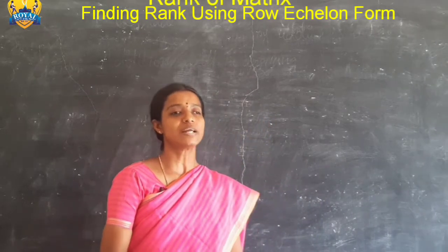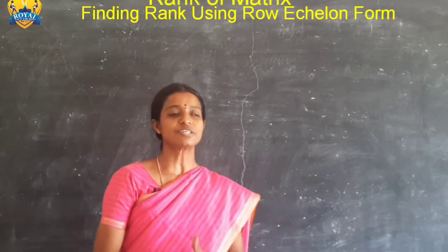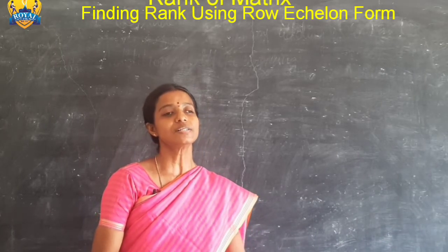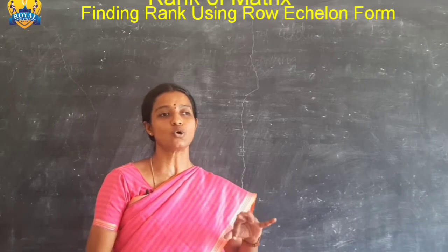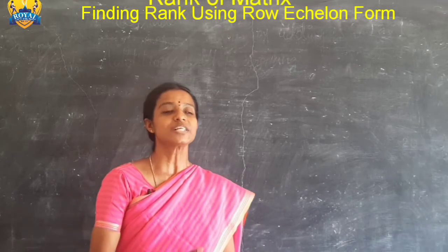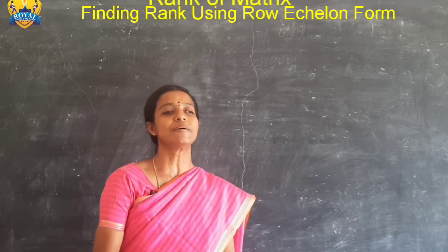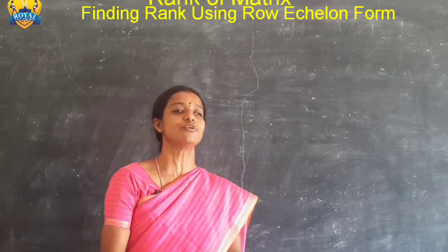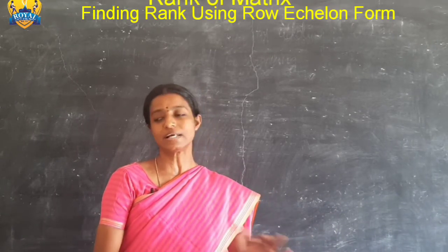So now let us enter into exercise 1.2. The first subdivision we completed in the last class itself. Now let us enter into the second problem, finding rank using row echelon form. Let us proceed with the exercise problems so that you have a better idea, and if you go through the examples, they will also become clear.